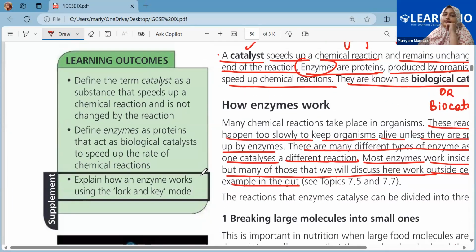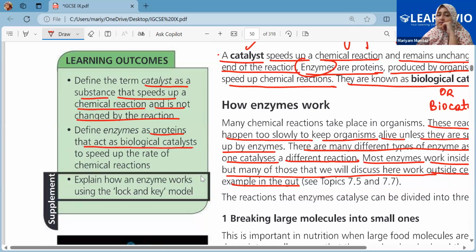Now, a catalyst is a substance that speeds up a chemical reaction and it is not changed by the reaction, meaning at the end of the reaction, product will be formed, but the catalyst will stay the same. Enzymes are proteinaceous and they act as biological catalysts to speed up the rate of reaction. Now, the enzymes follow a lock and key method. We'll discuss about it later on.